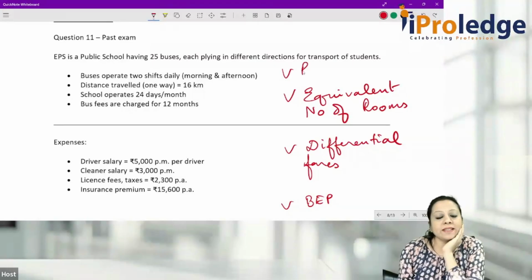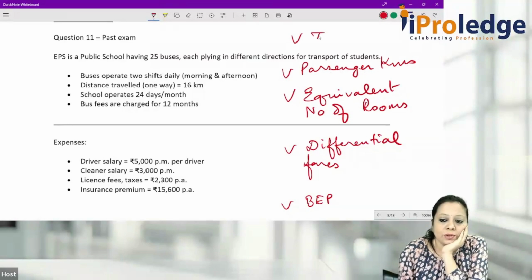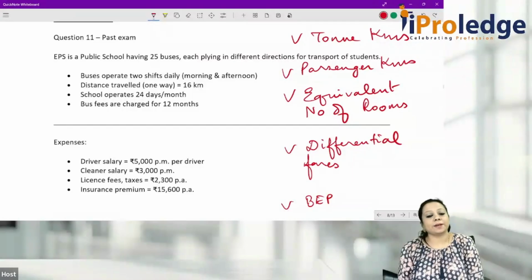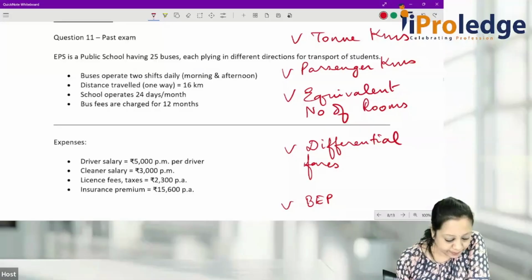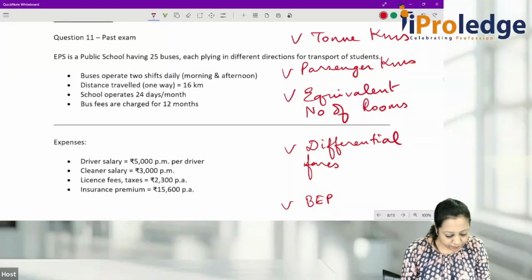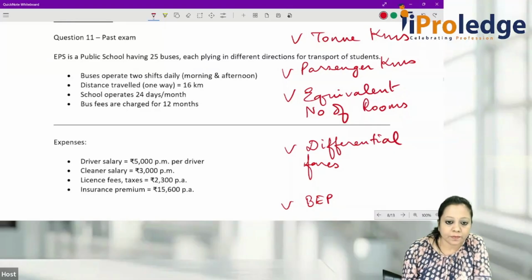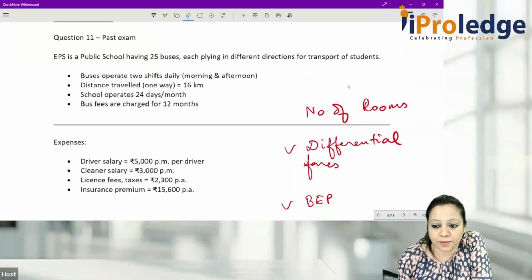And of course, you can do one with passenger kilometers and one with ton kilometers. Most of you know this, but in case you want to have a practice, you can do one problem from each of these. It should give you a good grip of the service costing. Service costing is a place where you can score good marks. So now I'll erase this and then we will start reading the first problem.